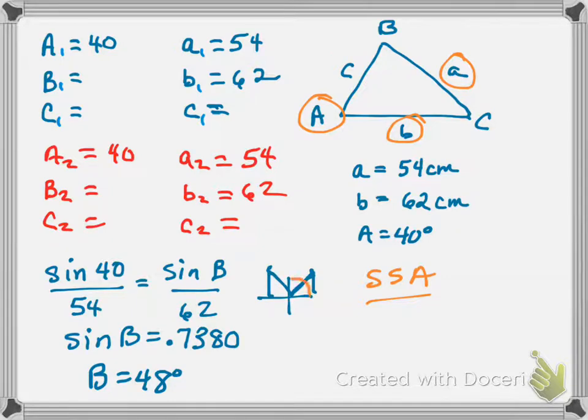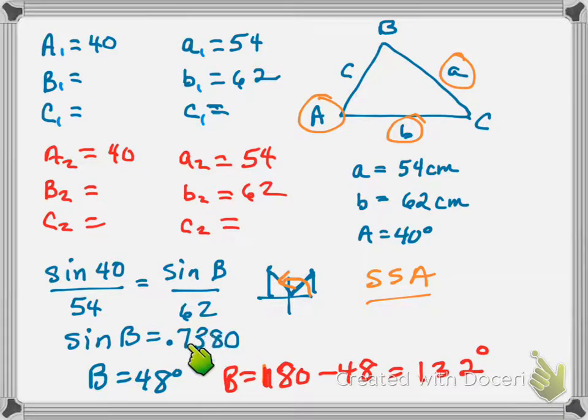And how would I get from here to here? I would take 180 minus 48 for that one. So 180 minus 48 gives me 132. And so now, notice I came up with two answers for angle B.